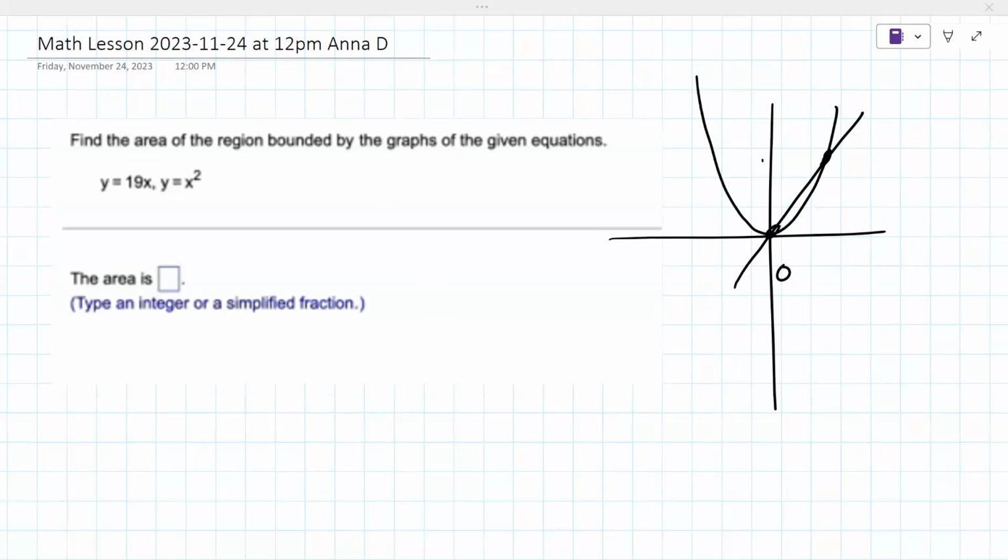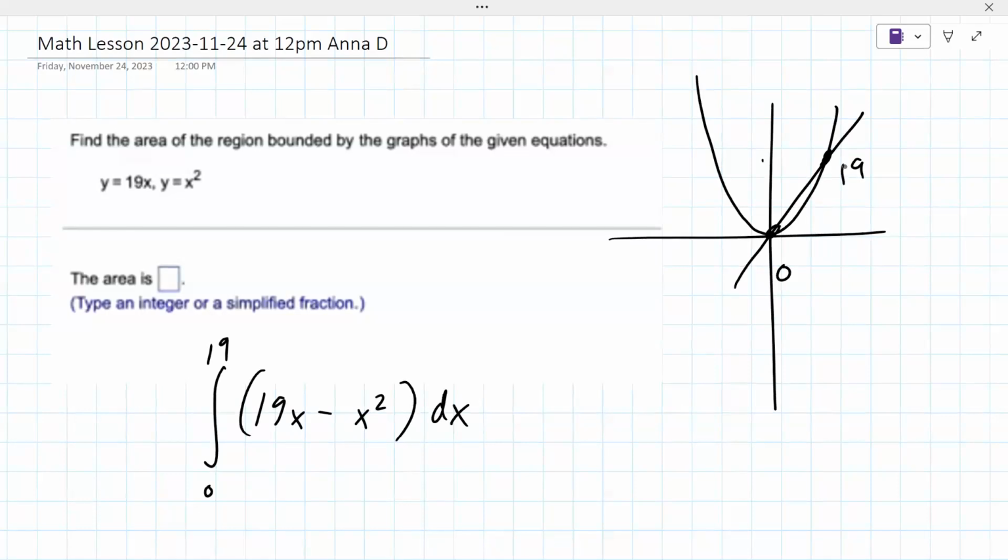You can see here that this one is up at 19, not drawn to scale. So it's the integral from 0 to 19. It's always top minus bottom. If you forget which one's the top, you will get a negative answer. You can always use absolute value in here if you're unsure of that.